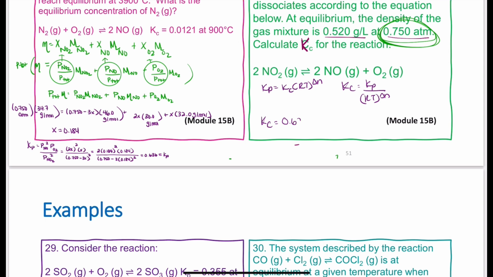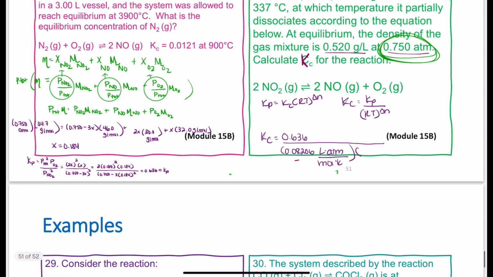Kc is equal to 0.636 divided by that gas constant, 0.082 liter atmosphere per mole K, times the temperature of this reaction, 337 degrees C, which is 610 Kelvin. And it's that entire quantity that's raised to the power of 1. Why 1? Because it's number of moles of product minus number of moles of reactant. Got 3 moles of product versus 2 moles of reactant. So raise to the first power.